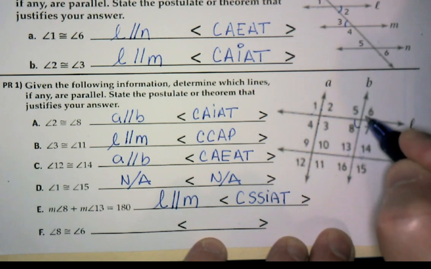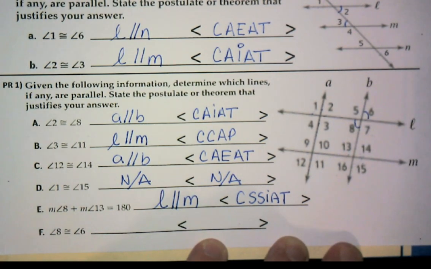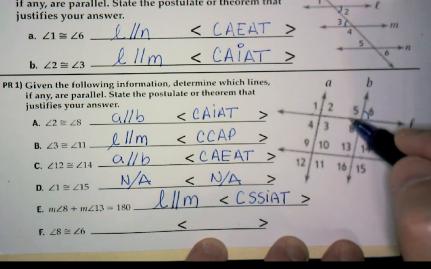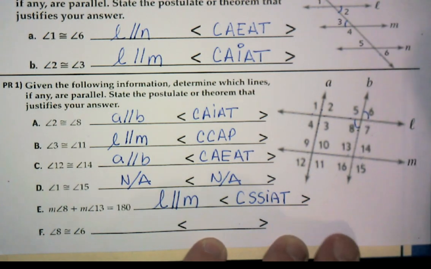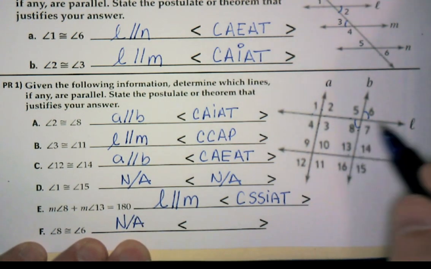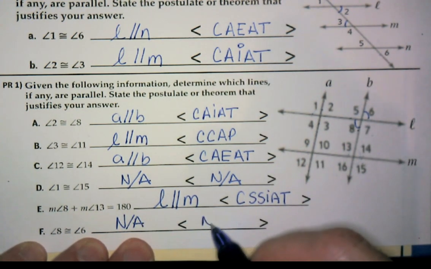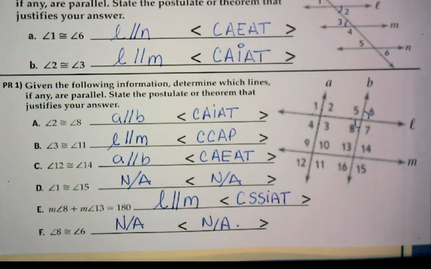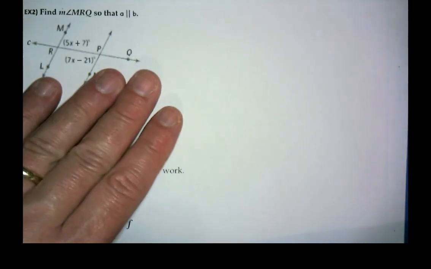Okay, 8 and 6 are vertical angles. And so basically it's talking about this line and this line. So this one, I cannot use that information to show that any of these lines are parallel. So this would be not applicable as well, or not possible, okay? All right, let's go on to the next page.